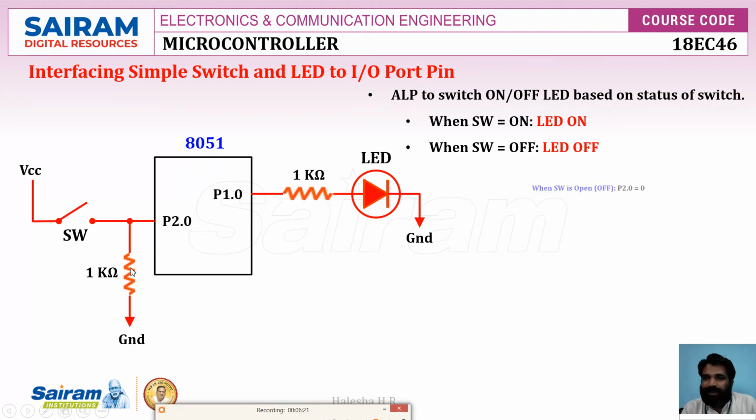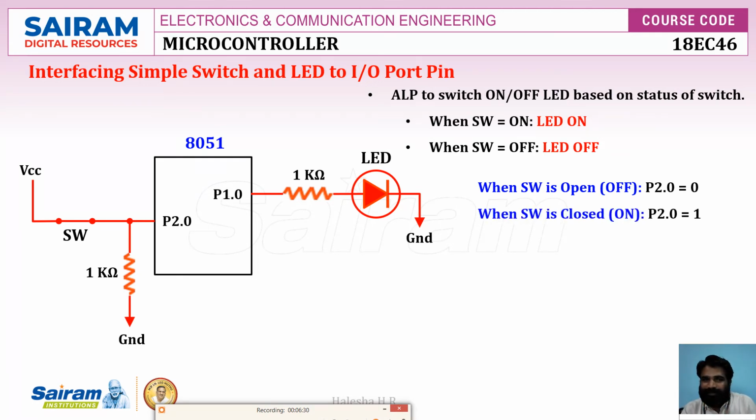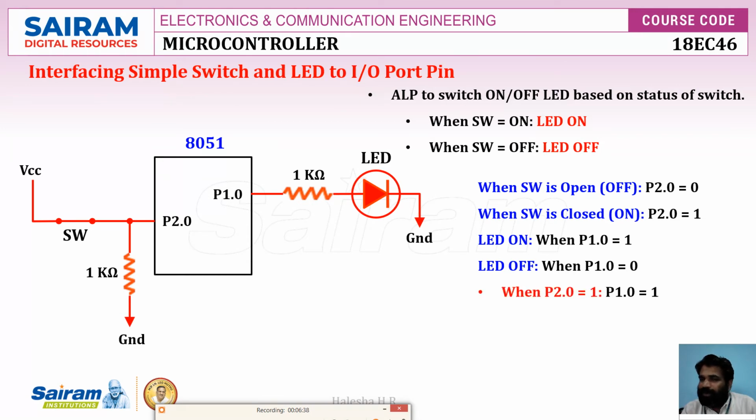In this case, the switch is open means off, that is P2.0 is 0. So 0 means open, 1 means closed. Again the same configuration, the LED is on. It is off when P1.0 is equal to 0. So in this interfacing diagram, we should make P1.0 1 when P2.0 is 1. Same thing, if it is 0, make the LED 0.